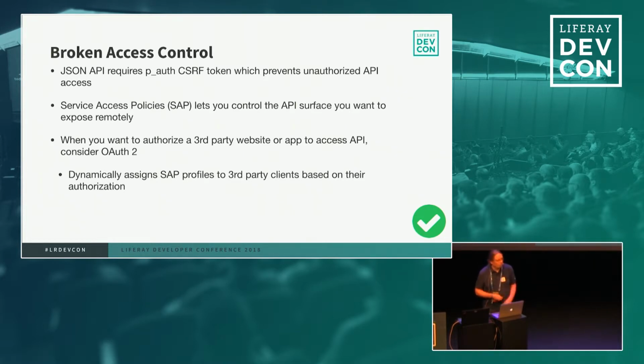But as of 7.1, we also have OAuth 2. So if you're thinking about authorizing a third-party client, app, website, whatever, you should consider this. And this works with JSON. There was a question about this yesterday, I think, because it dynamically assigns service access policies to the request based on the authorization of the OAuth 2 client. So by default, you can have no policy, and then you can register specific clients out there and the policies that make sense to those.